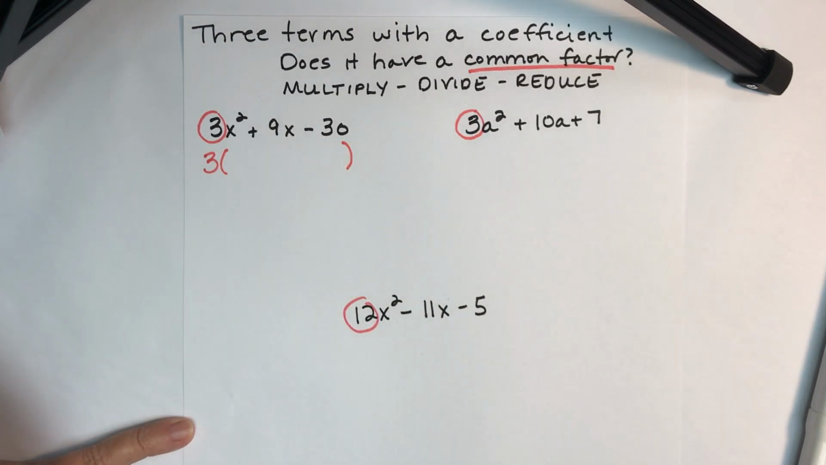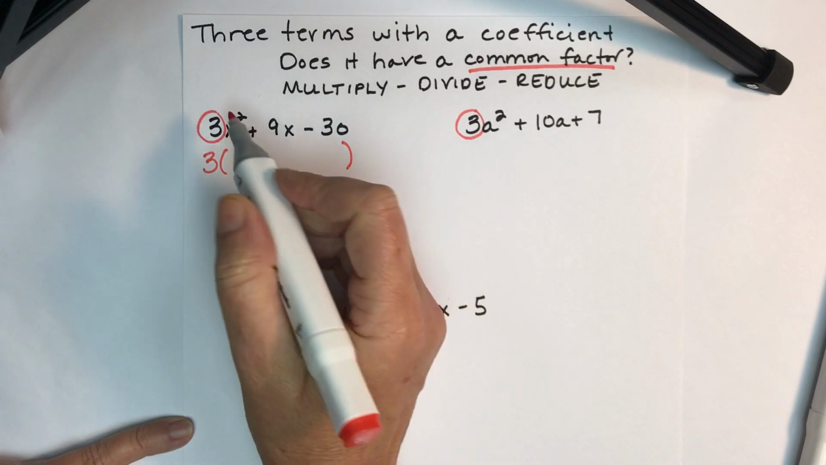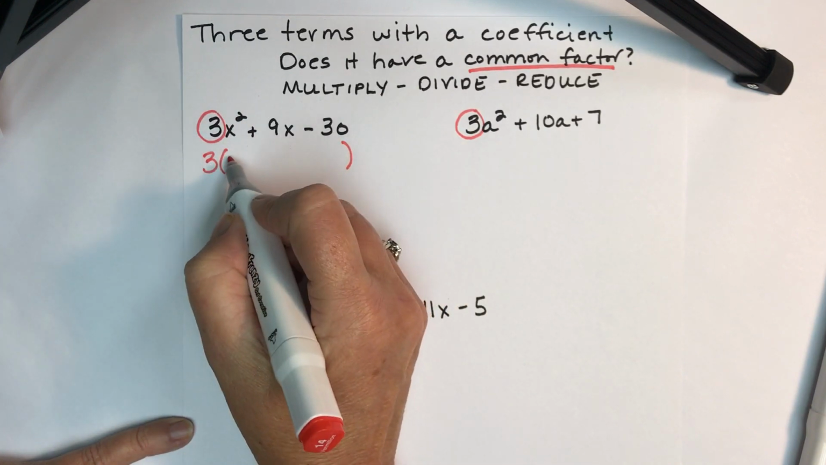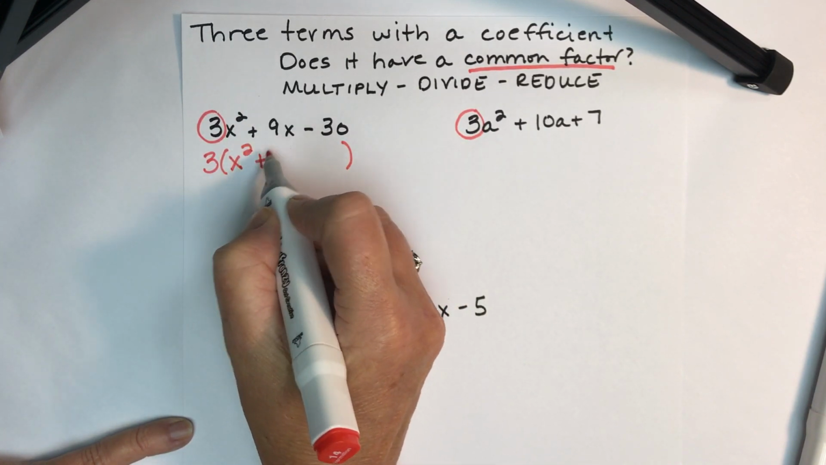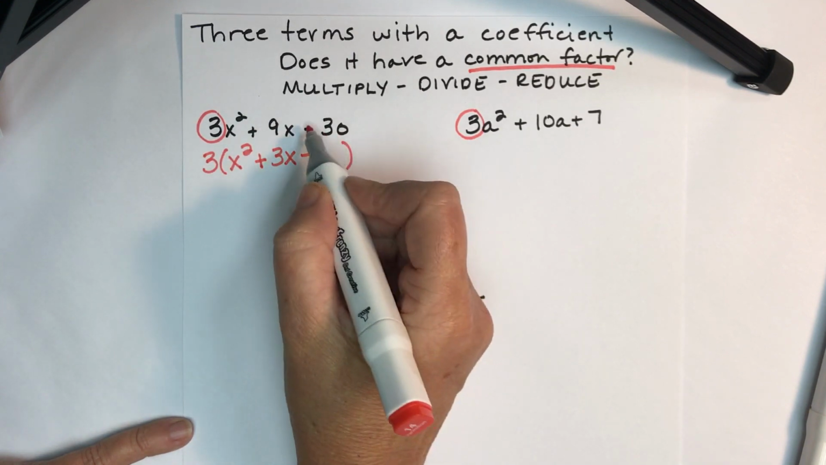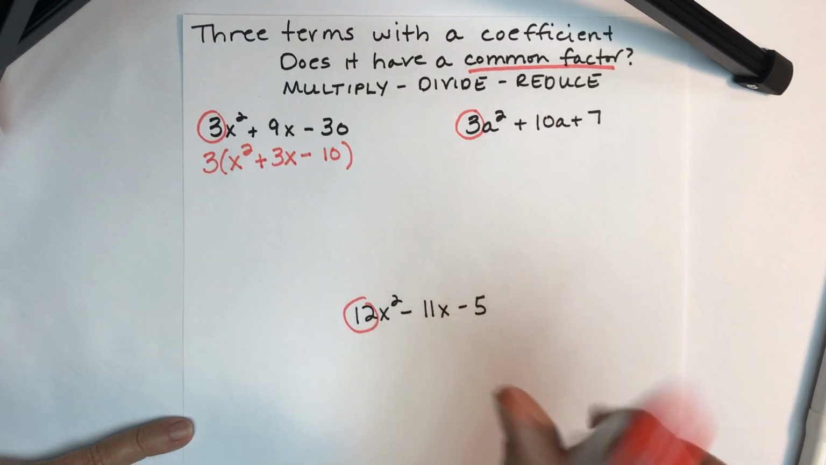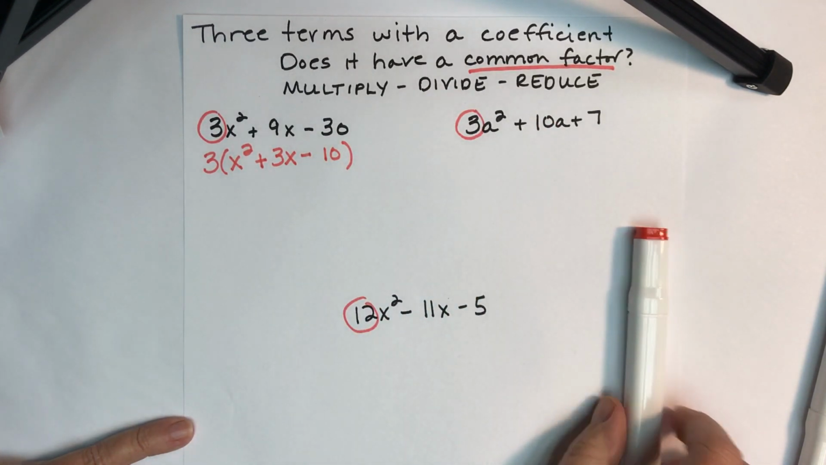So you're going to bring your 3 out front, and then to get what goes inside, you're going to divide. So 3x squared divided by 3 is x squared, plus 9x divided by 3 is 3x, minus comes down, 30 divided by 3 is 10. So you divided everything by that common factor.